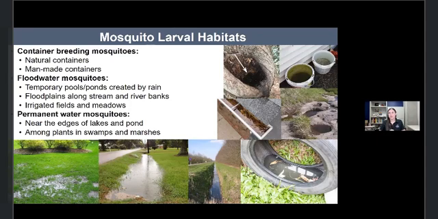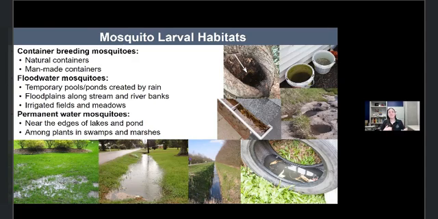Okay. So we have our mosquito larval habitats. There's 3 main aquatic habitats that we'll find mosquitoes. The first are container breeding mosquitoes. And so we find those mosquito larvae in container type habitats. So a natural container is something like a tree hole or a depression in a rock. We call those rock holes, where water will naturally collect. And that would be a natural container habitat for mosquitoes.